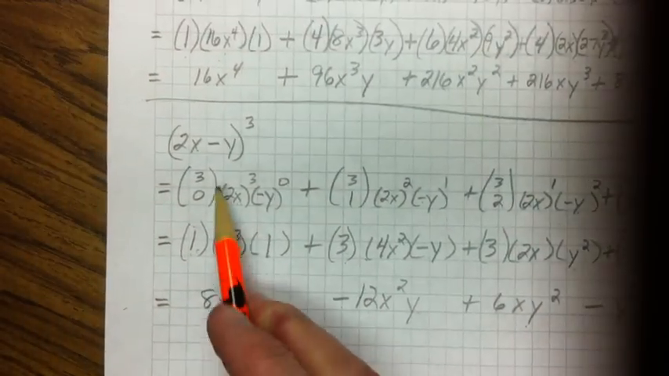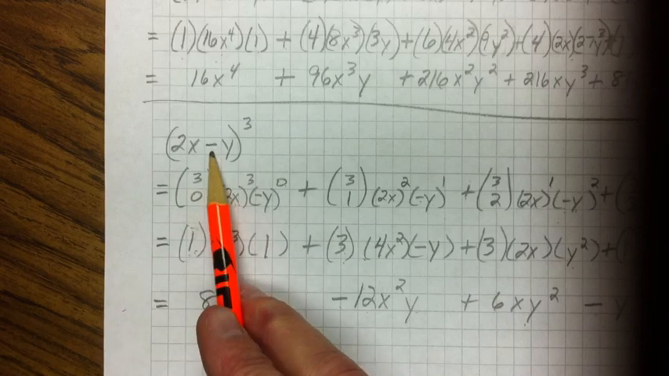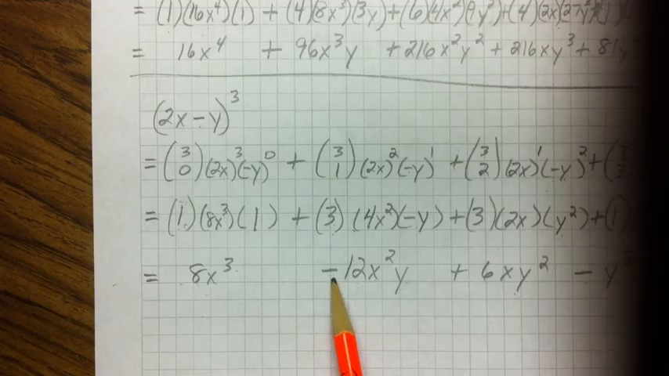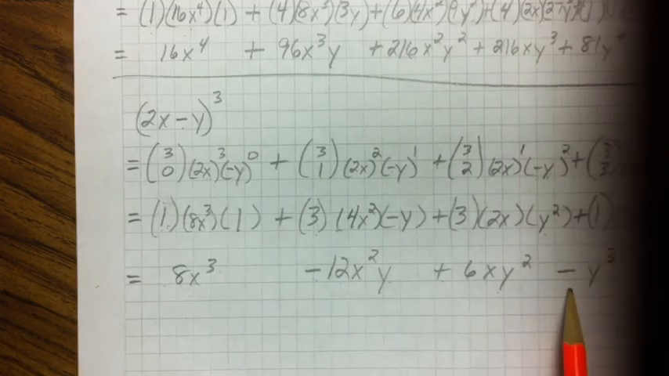So notice how expanding a binomial with a negative sign, with a minus sign, makes the signs on your answer bounce back and forth from positive to negative to positive to negative. Okay?